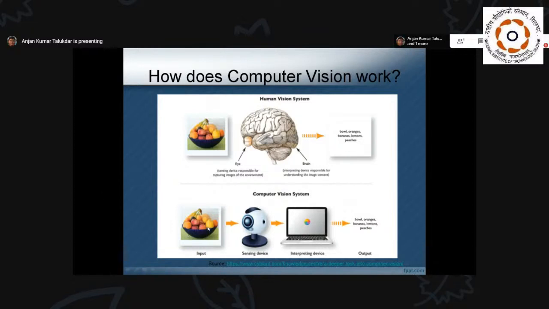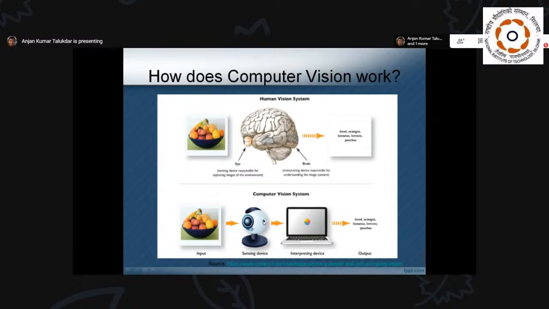Now, in computer vision, actually, we are trying to replicate this human vision system with the help of a computer and a sensing device. So in computer vision, suppose the input is the same, and our sensing device is generally a camera or some other devices also. I'll discuss those also.